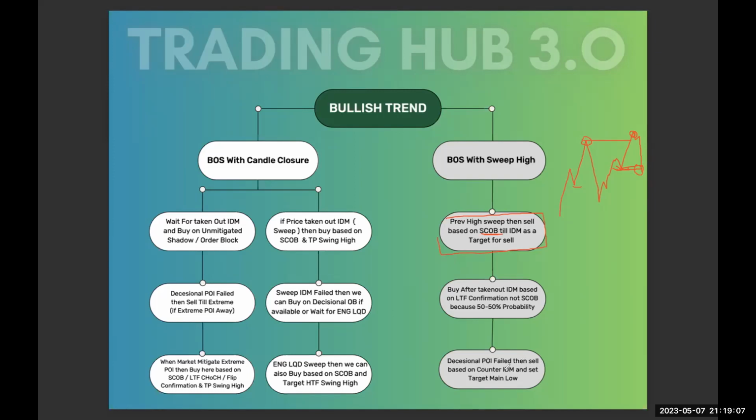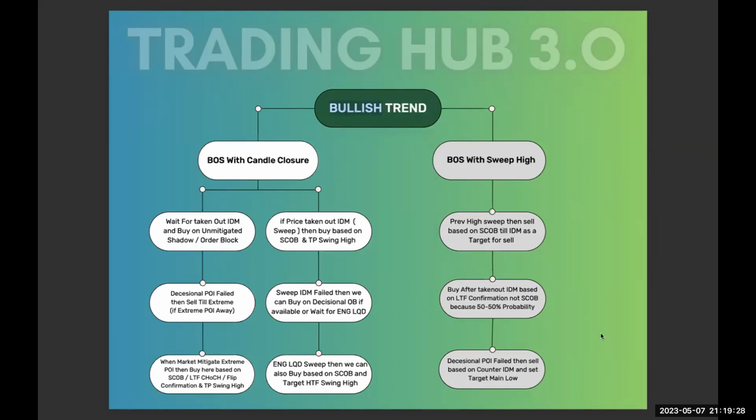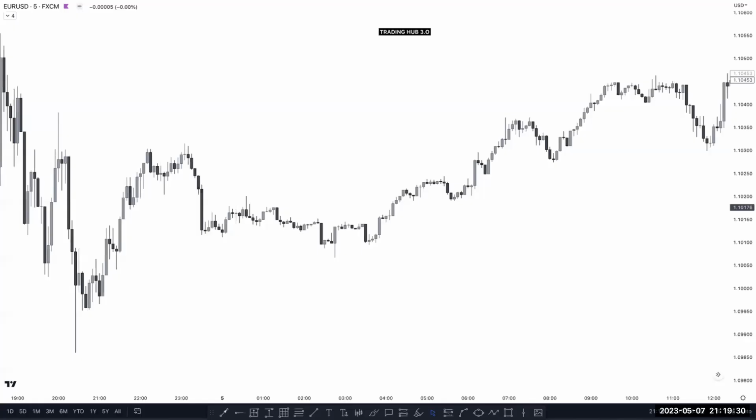Decisional PUI failed, then sell based on counter trend IDM and set main target low. If this low here is an order block and it mitigates and fails, then you can sell here and target the main low. Okay. Now let's switch to the next scenario, which is bearish.